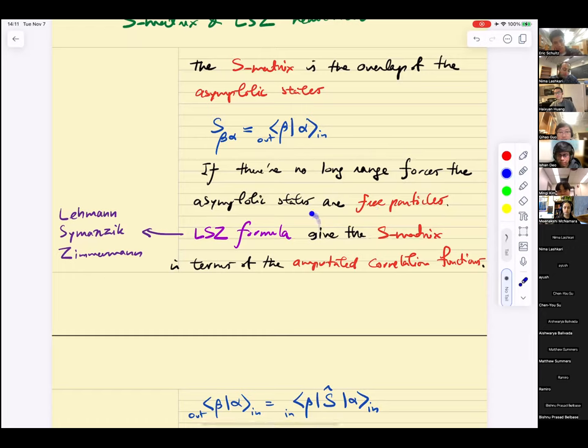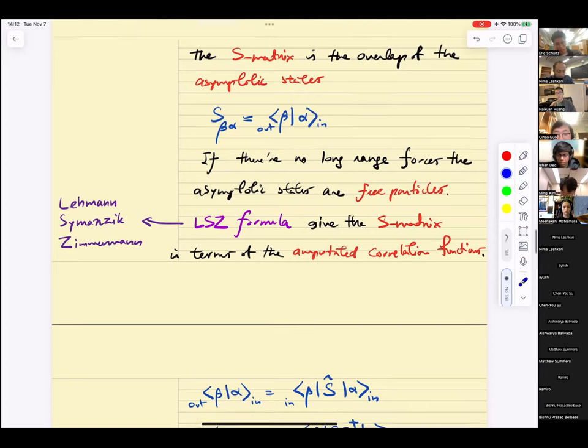right? The LSZ formula tells you what the S matrix is. This is the S matrix in terms of amputated correlation functions. So a correlation function, if you recall, if you had some sort of diagram with external legs, they always came with the propagator of the external legs. Amputated means just take the bare thing and drop the external legs' propagators, right? This is called LSZ, as in Lehmann, Symanzik, Zimmermann, three people who developed this back in the day.